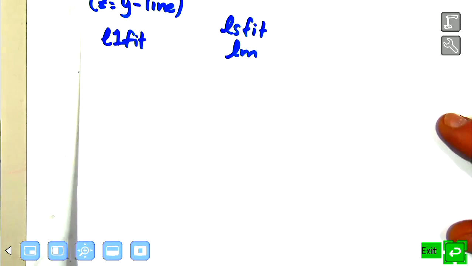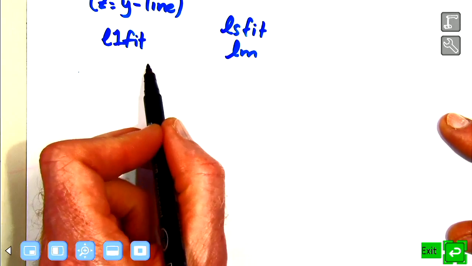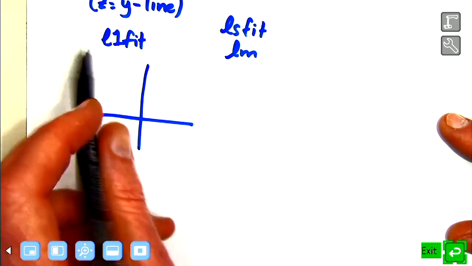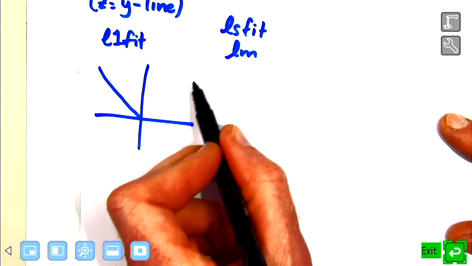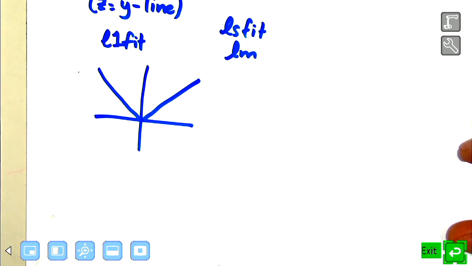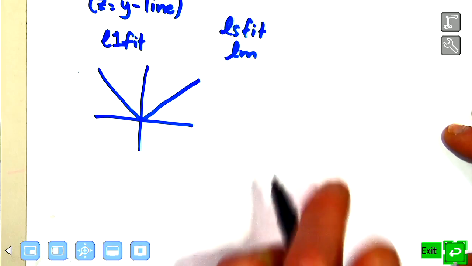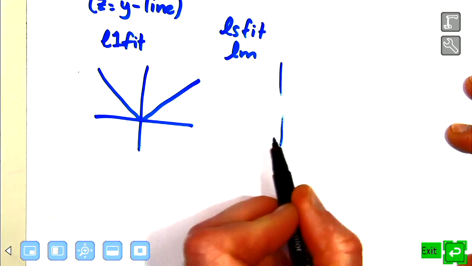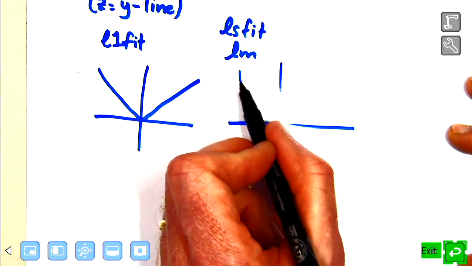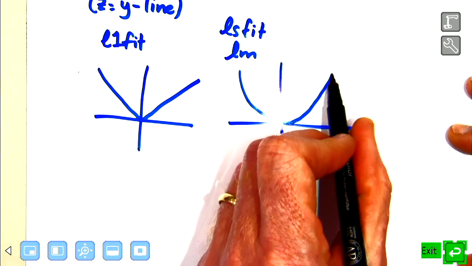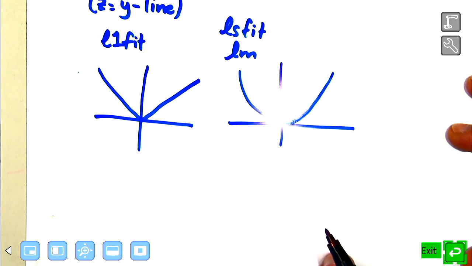Let's go back to this one here. Let's draw it. So that's what the function looks like. Absolute value of z looks like this. It's differentiable everywhere except in the middle, where you need it to be, so you can't differentiate it. The squares distance function looks like that. It looks like a parabola.